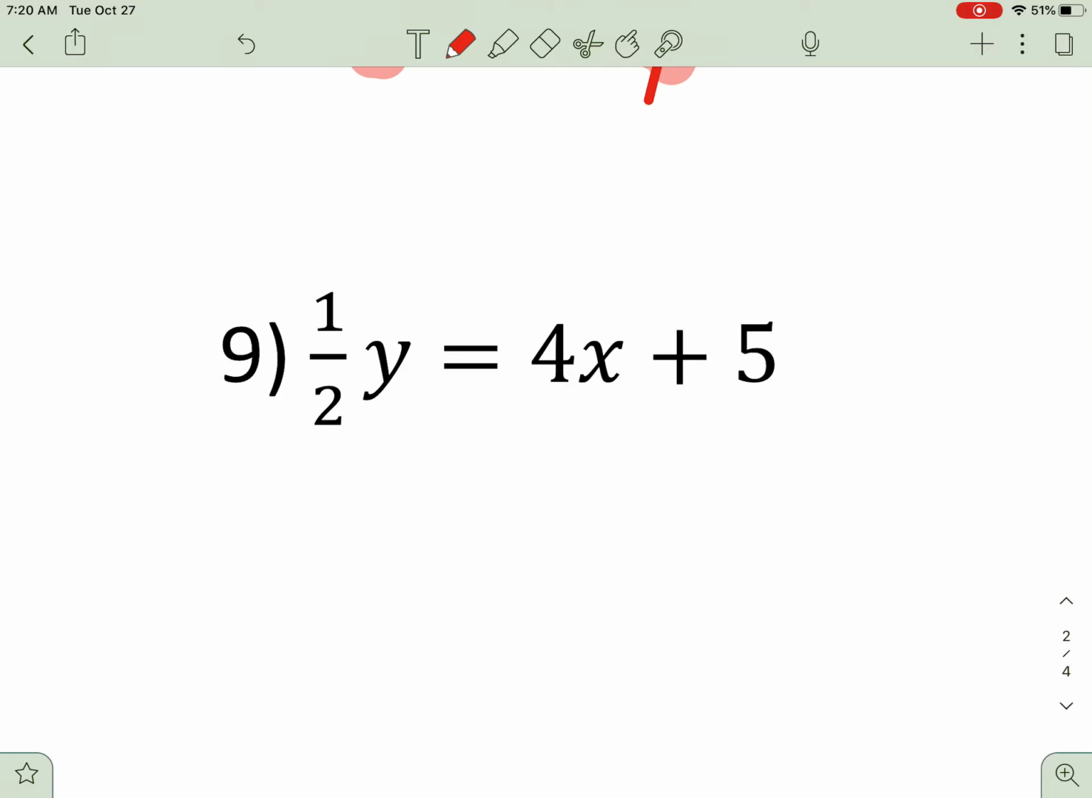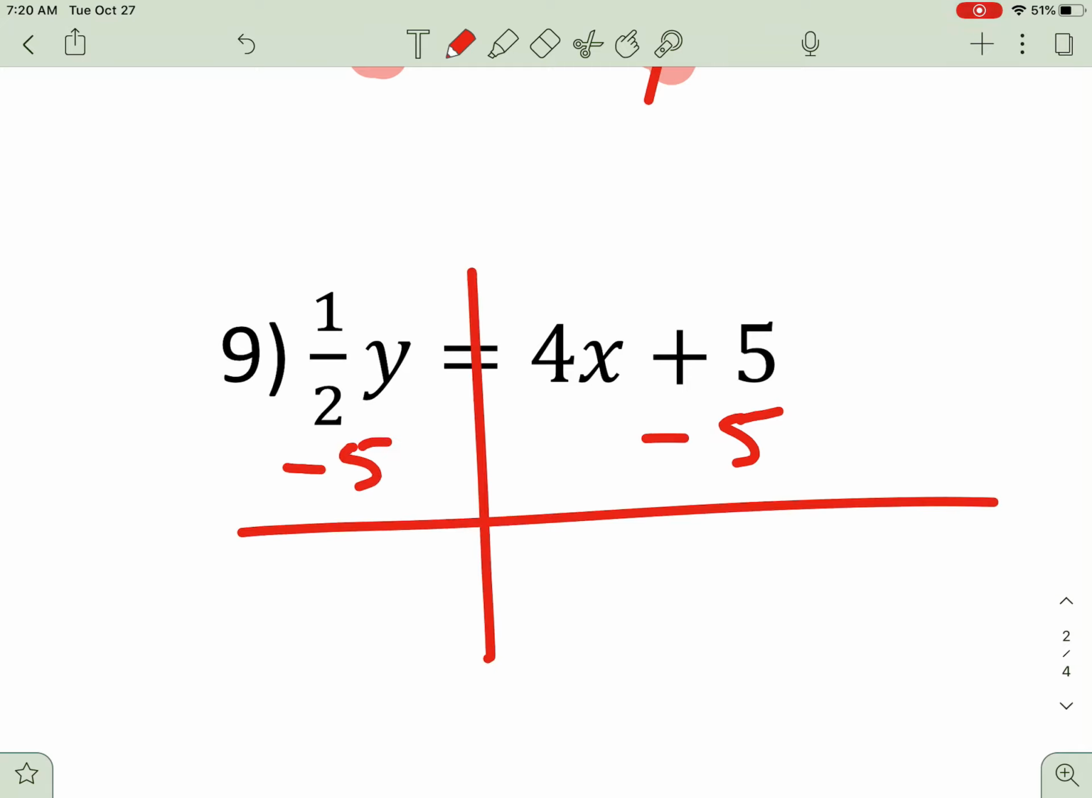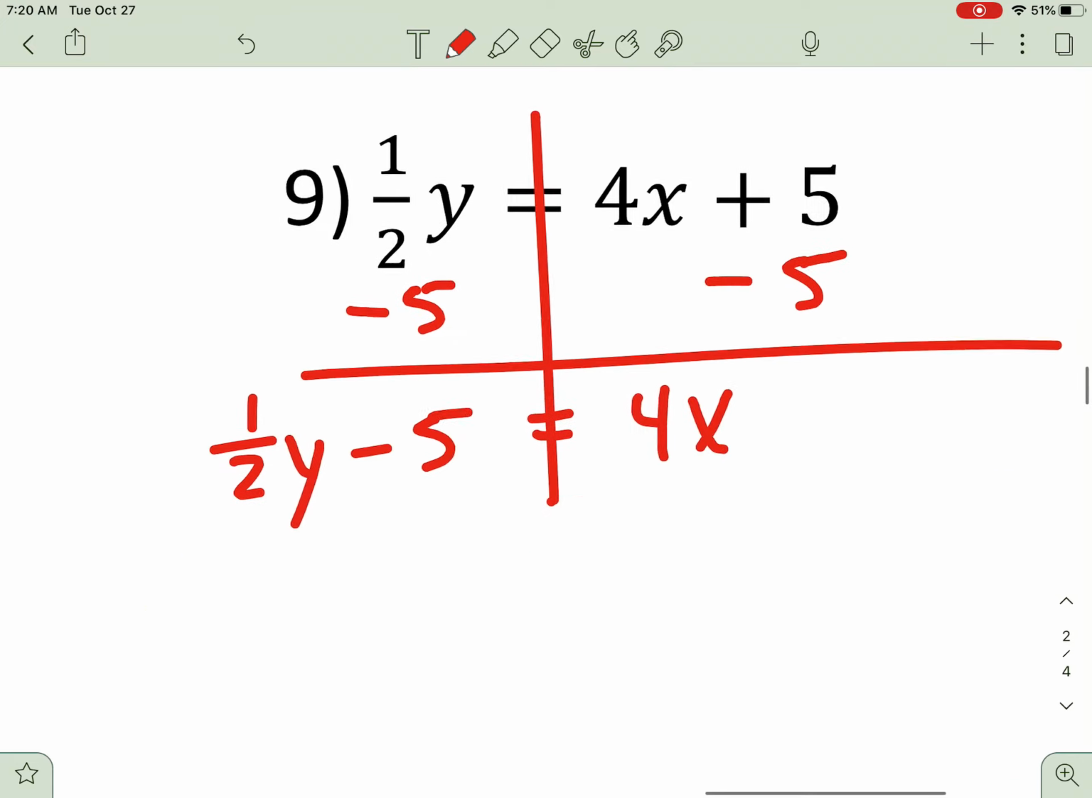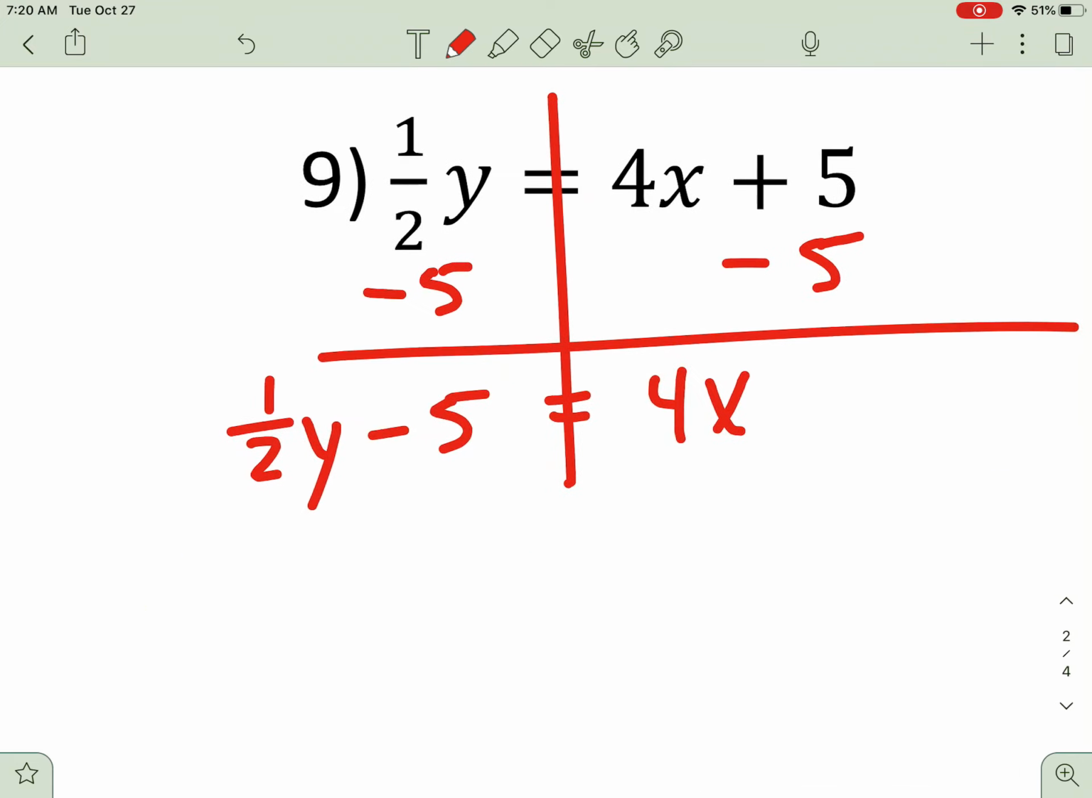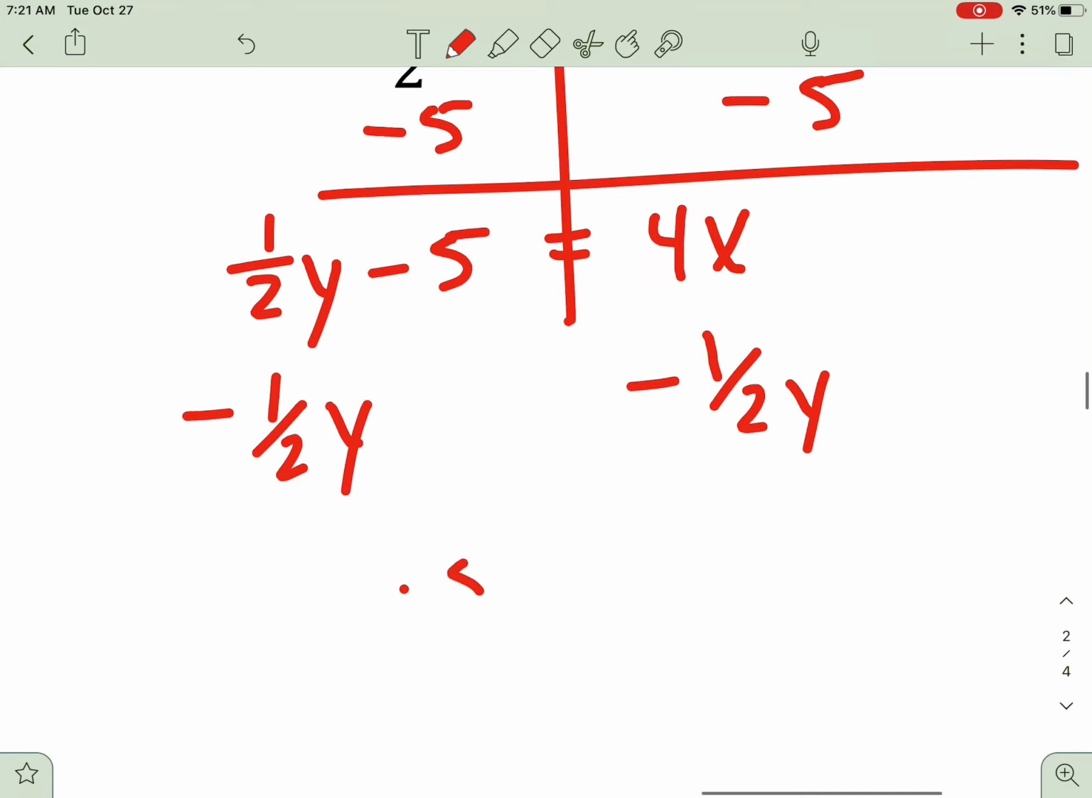Okay, let's try this one. Okay, so you have x on this side. So we're going to subtract this 5. So now I have 1/2 y minus 5 equals 4x. Okay, I have 1/2 y minus 5, so I'm going to subtract it because it's a positive from both sides.